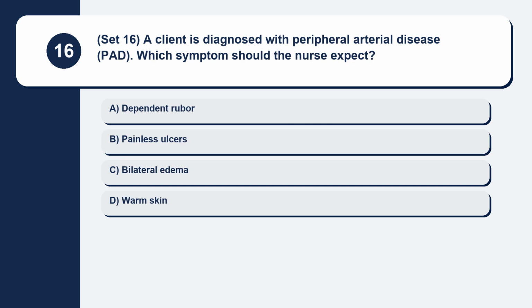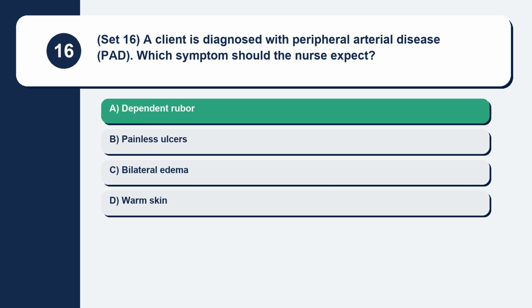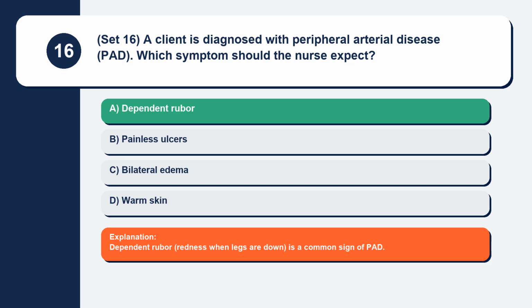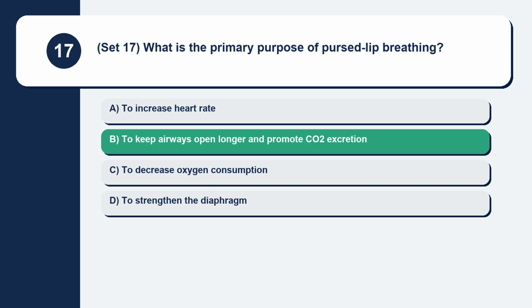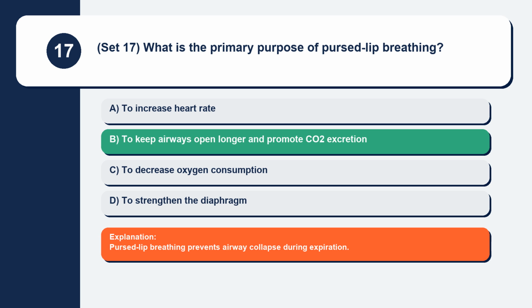Question 16. Set 16. A client is diagnosed with peripheral arterial disease, PAD. Which symptom should the nurse expect? Dependent rubor, painless ulcers, bilateral edema, warm skin. Dependent rubor, redness when legs are down, is a common sign of PAD. Question 17. Set 17. What is the primary purpose of pursed lip breathing? To increase heart rate, to keep airways open longer and promote CO2 excretion, to decrease oxygen consumption, to strengthen the diaphragm. Pursed lip breathing prevents airway collapse during expiration.